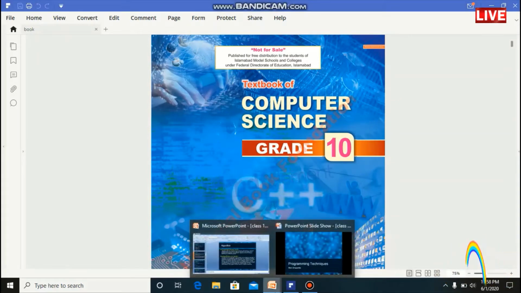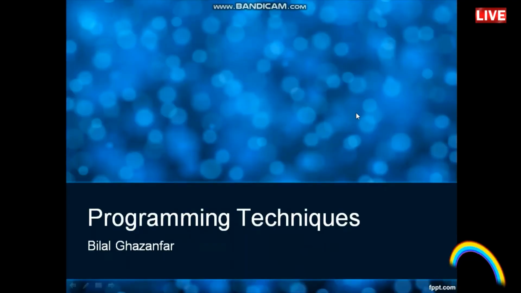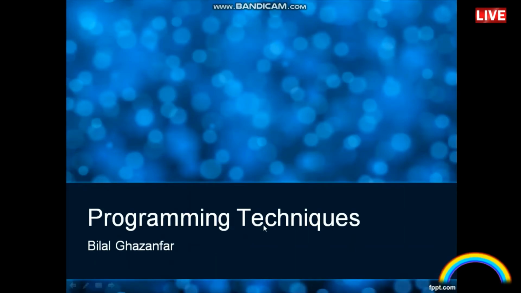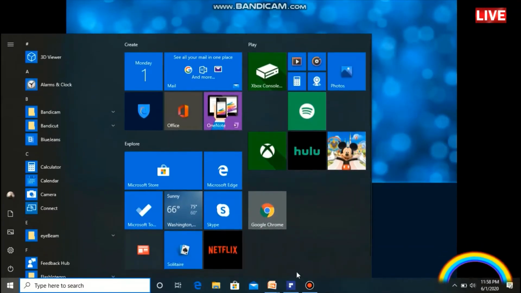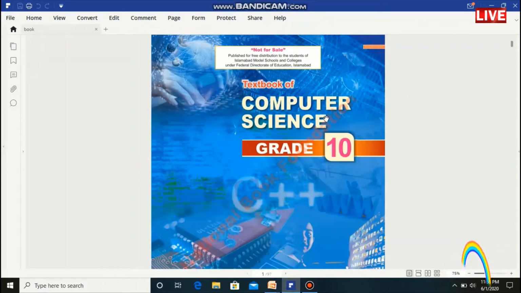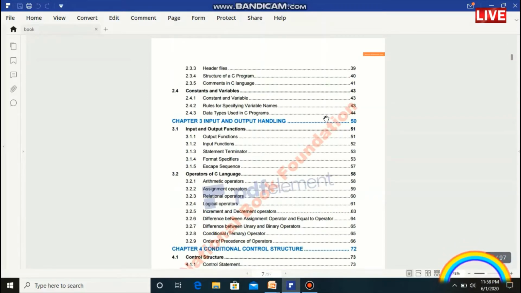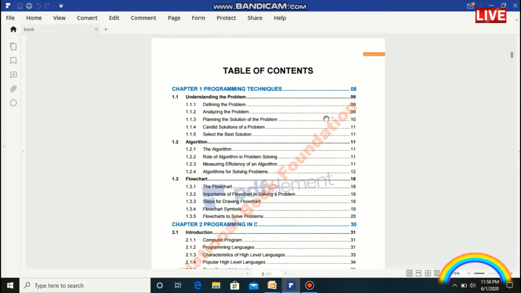So let's start the first chapter, that is the programming techniques. Before starting the syllabus, let me share with you, in the first term we will cover chapters 1, 2, 3 and 4, and in the second term we will cover chapters 5, 6 and 7. We will follow this book, so you can use the soft copy, and if you have the hard copy as well, that's fine.